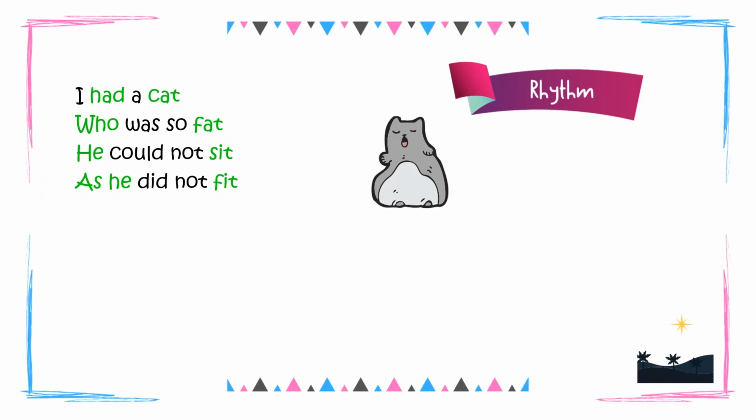Now, the words in green are stressed words, words that have stressed syllables. Now listen to the rhythm as I read the poem. I had a cat who was so fat, he could not sit as it did not fit. Can you see how the rhythm was created by the stressed syllables in the lines? Alright, let's look at one more.